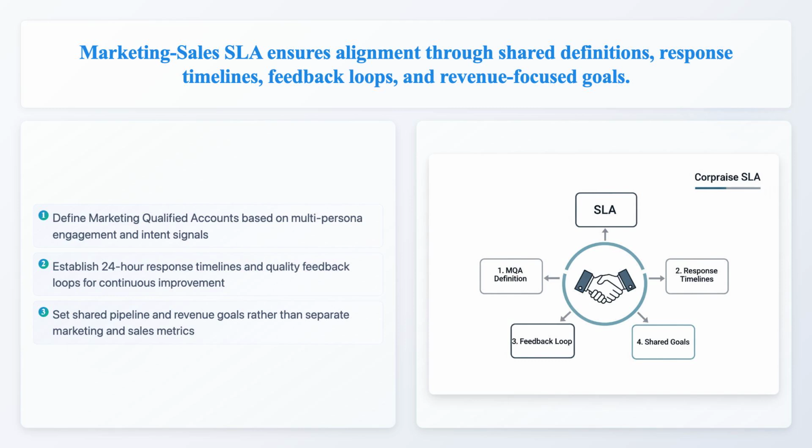When marketing and sales operate from the same playbook with shared definitions and goals, the flywheel accelerates dramatically. Misalignment kills ABM programs. Prospects receive conflicting messages, timing gets disrupted, and opportunities fall through the cracks. Your SLA ensures everyone understands their role in the revenue generation process and holds both teams accountable for results.